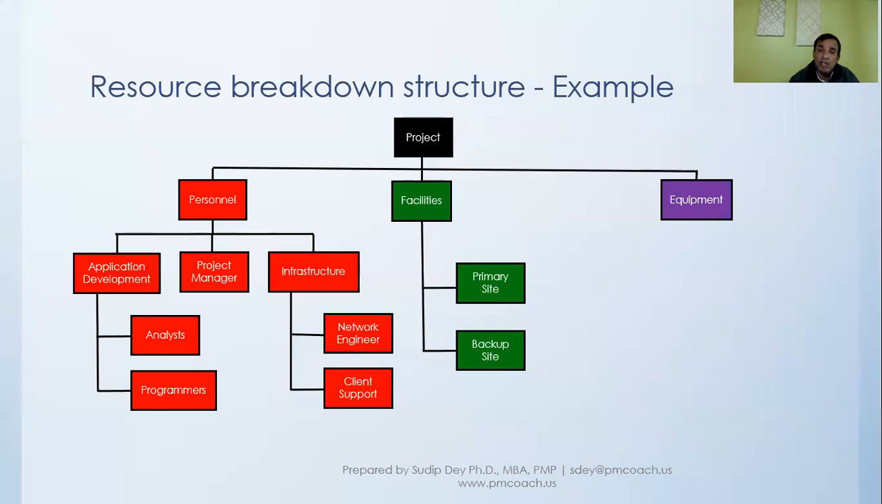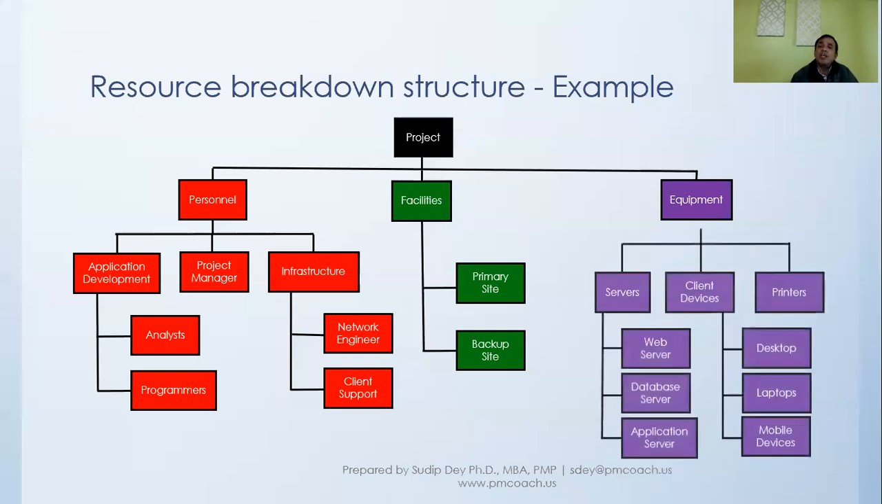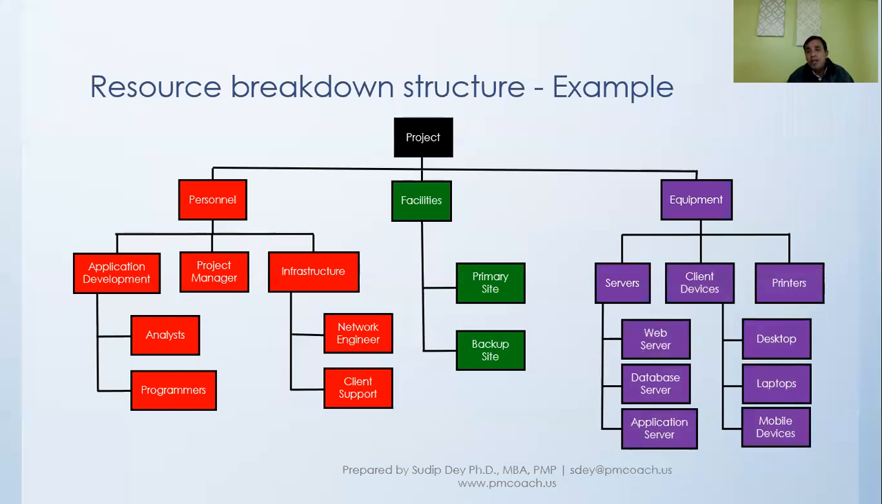Then we look at equipment and drill down to see what different types of resources we need. Maybe servers, maybe client devices, maybe printers. Servers, maybe database server, application server; clients, again laptops, mobile devices, and printers. So anything that you can think of. And in fact, this is just an example.